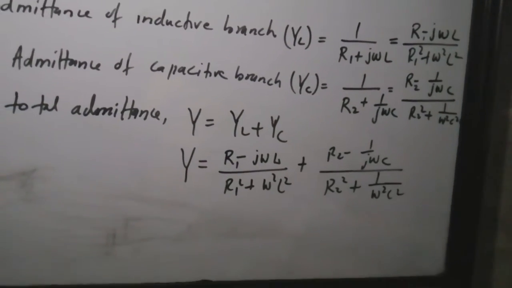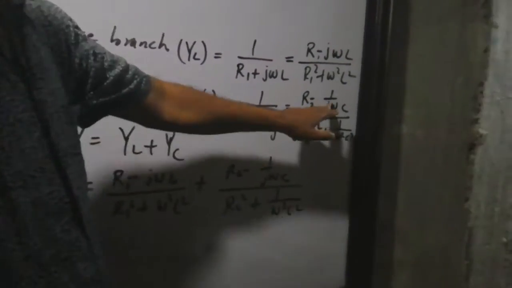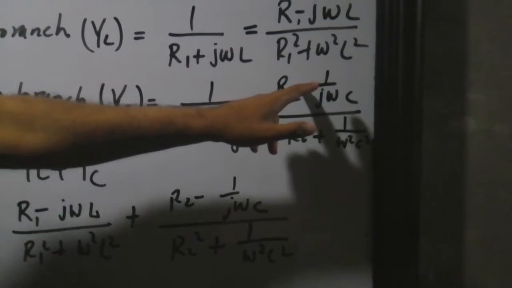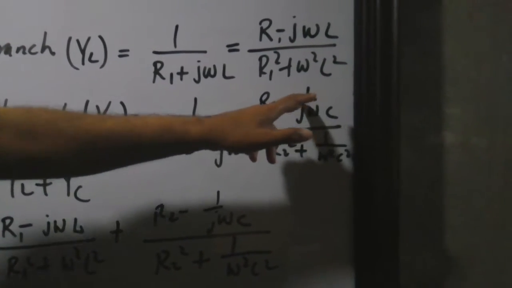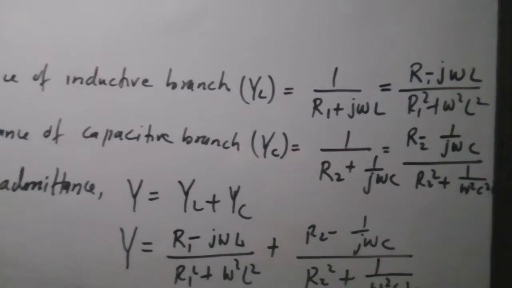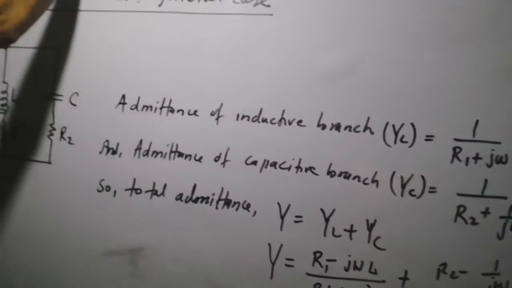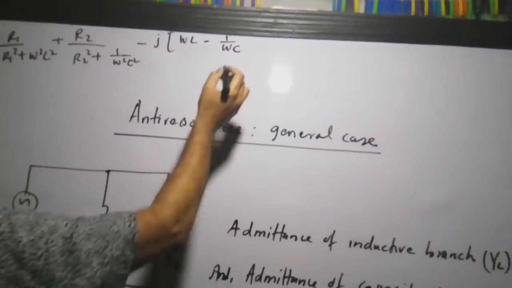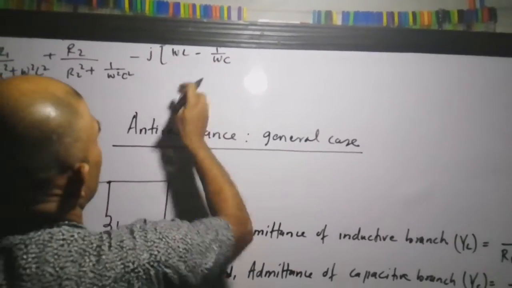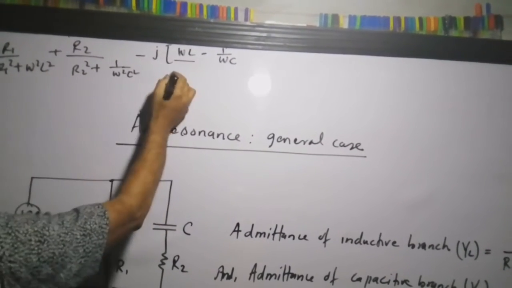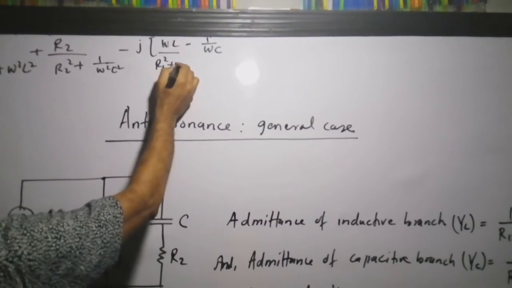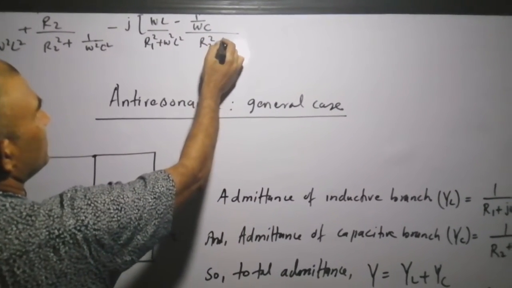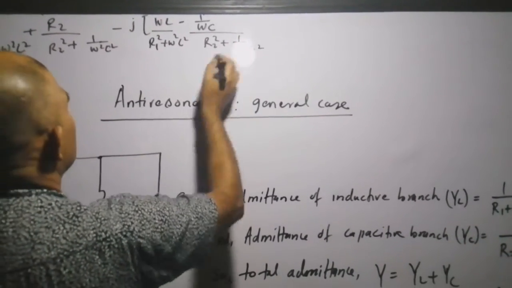Omega L: if I multiply by j up and down, then it becomes j square. J square is minus 1, so this becomes plus, and I am taking j common, and minus also common, so plus becomes minus 1 upon omega C. But there is omega L divided by some terms of omega, that is R1 square plus omega square L square, and this other term, R2 square plus 1 by omega square C square.